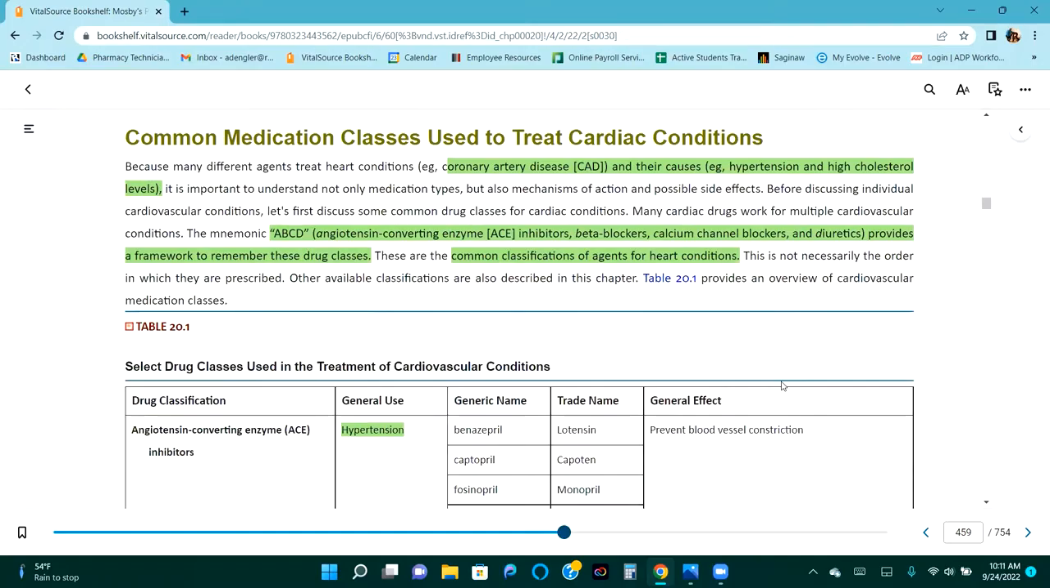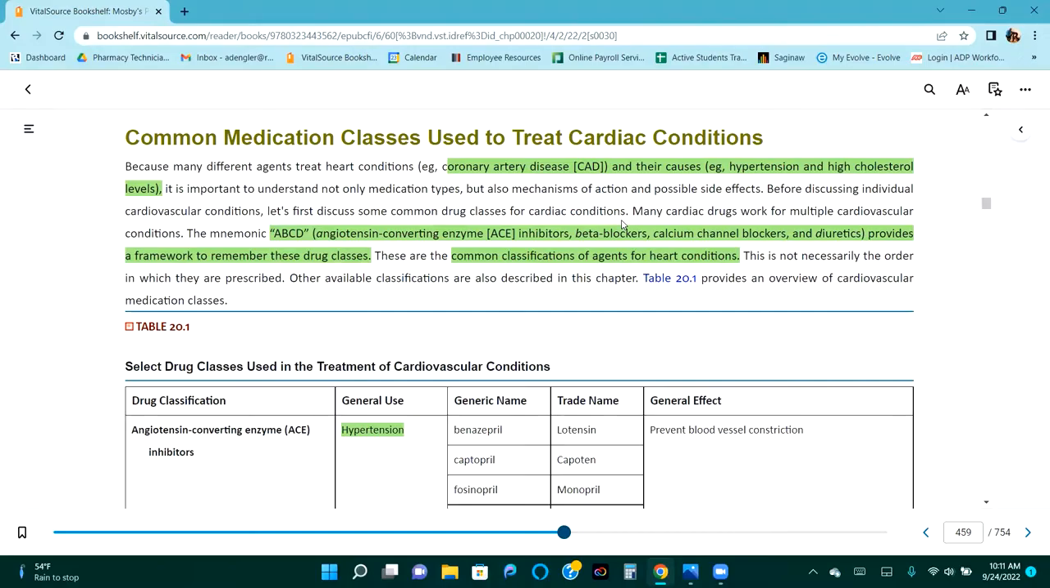Because many different agents treat heart conditions like coronary artery disease and its causes, hypertension and high cholesterol, it's important to not only understand the medication types, but their mechanism of action and possible side effects. Before discussing individual cardiovascular conditions, let's first discuss some common drug classes for cardiac conditions.